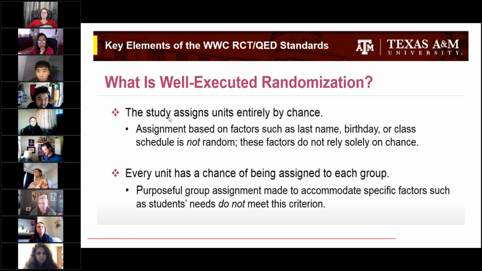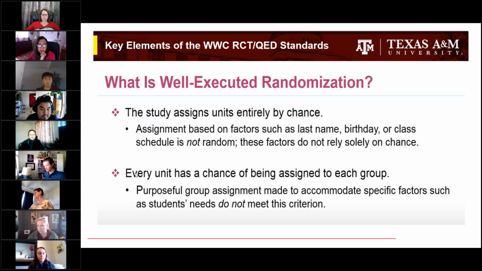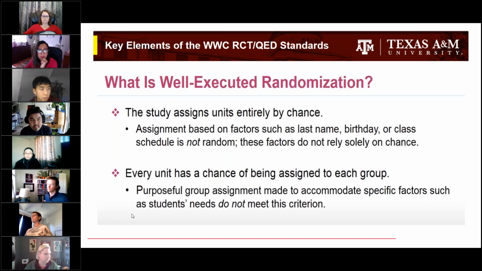So if you assign students based on their class schedule, it is not randomization. And then another criteria for well-executed randomization is every unit has a chance of being assigned to each group. So purposefully, group assignment made to accommodate specific factors such as students' needs do not meet this criteria.